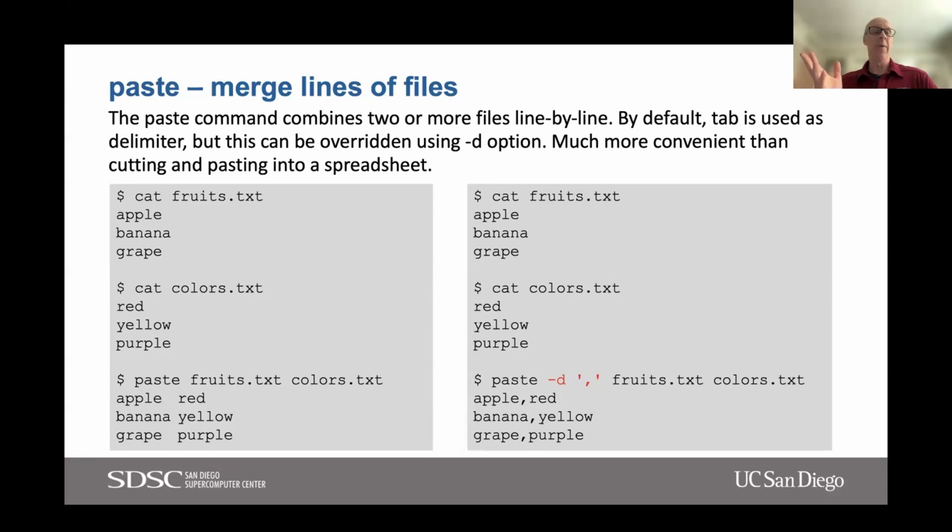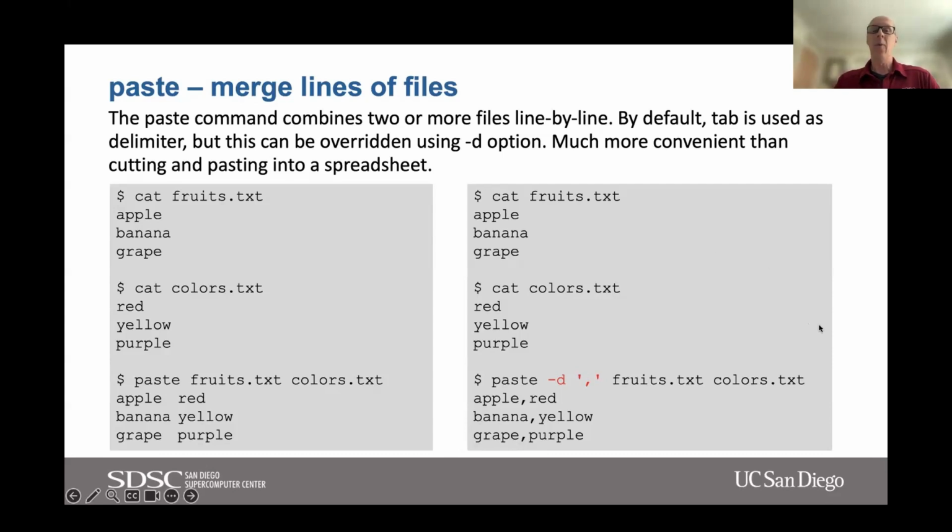So let's say we have 2 files, fruits.txt, and it lists apple, banana, grape, and then we have another file, colors.txt, contains red, yellow, purple. If I just simply do paste fruits.txt colors.txt, then I will write to standard output a new output that merges the lines from those 2 files together. And you can also do this with multiple files. And you can also use the same file multiple times. So we could have done paste fruits.txt colors.txt fruits.txt.